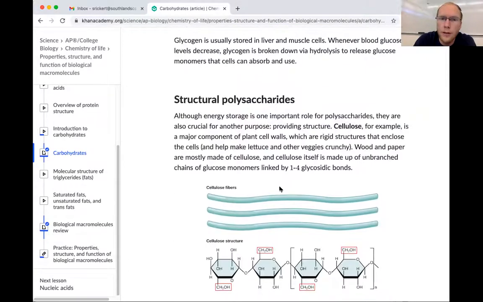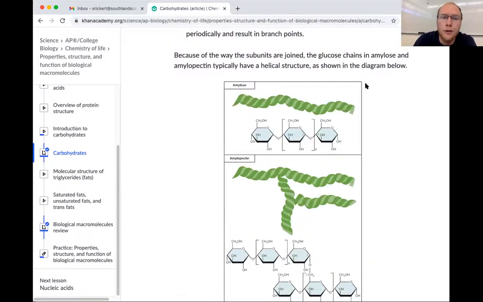As opposed to that, glucose in the alpha form is used in humans in both branched, so see how these make branches, and unbranched forms called amylose and amylopectin. And that's all you need to know. They have different functions. The branches affects how tightly it'll be stacked together and how it's used in your body.